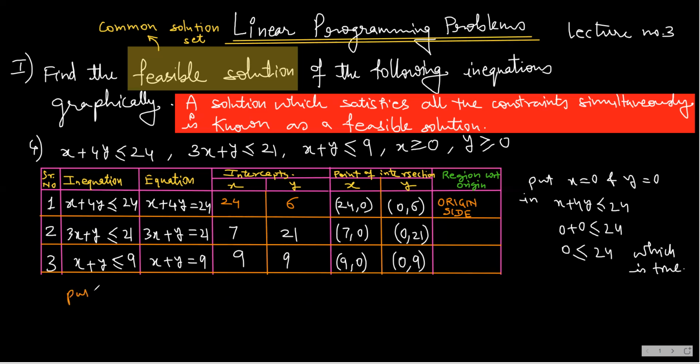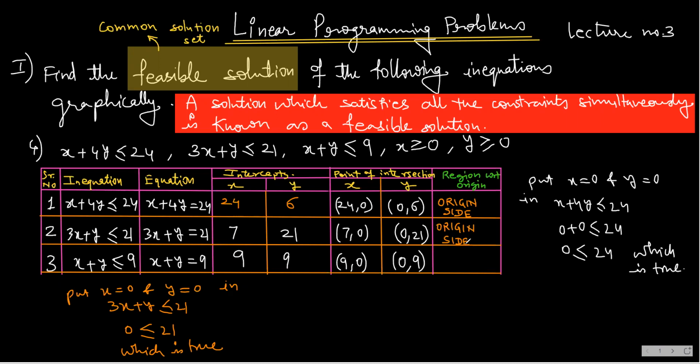So here you can check. I put x equals 0 and y equals 0 in 3x plus y less than or equal to 21. When you put x 0, y 0, you get 0 plus 0, which is 0, less than 21, which is true. So if it is true, what does it mean? The coordinates of the origin satisfy this inequation. It means the solution set represented by the inequation contains the origin. So once again, you will write here: origin side is the solution set.